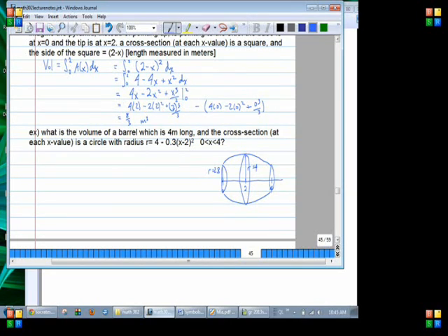So we now want to know what's the volume of this thing. That's the picture, that's the idea. If we want to find the volume, how do we set that up? Integral from 0 to 4.